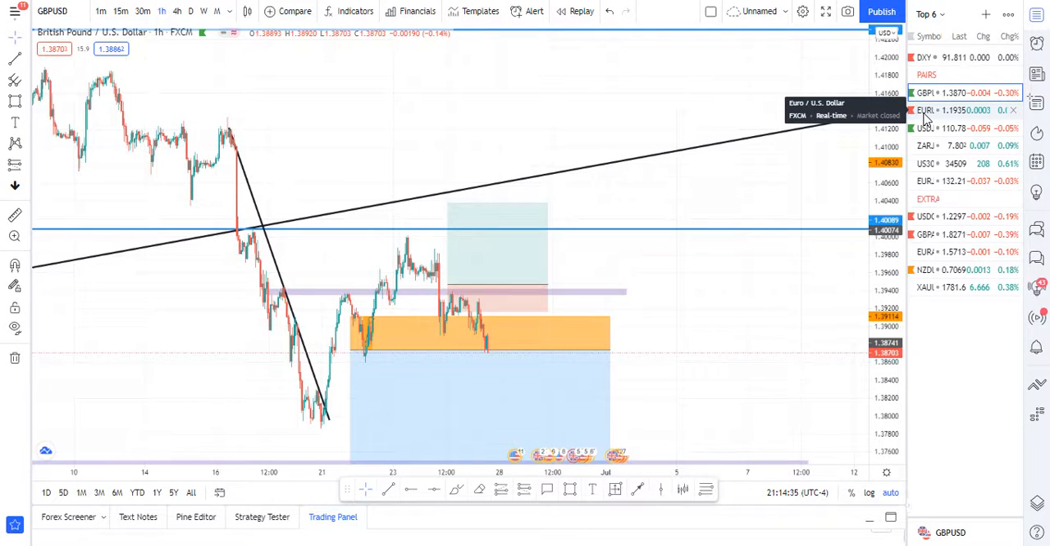GBPUSD, just trying to, I don't know why it does this phone.